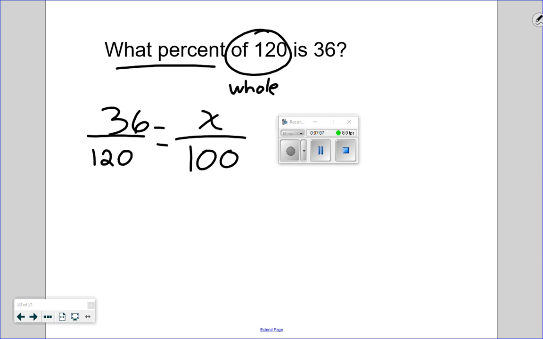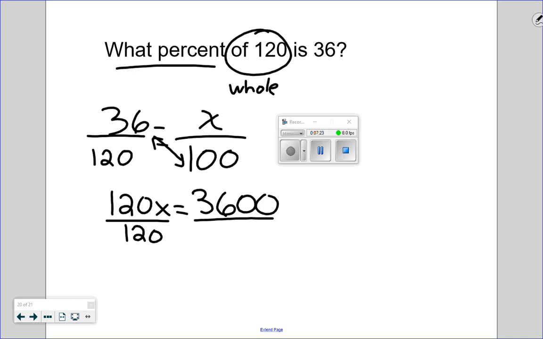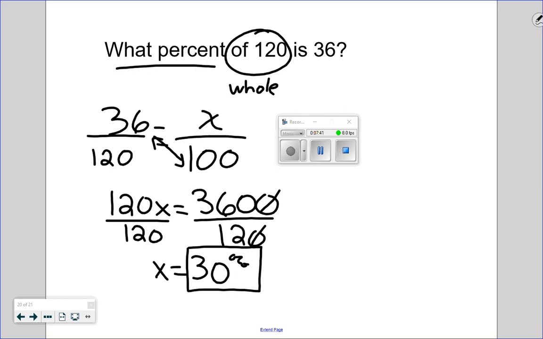And then we'll solve for x. So 120 times x, and then 36 times 100 is 3600. Put an equal sign between those. And we're going to divide both sides by 120 to solve for x. And when I'm dividing here, I'm basically doing 12 into 360, which is 30. So I get that x is 30. Since I was looking for a percent, put your percent symbol, because the answer is that 30% of 120 is equal to 36.